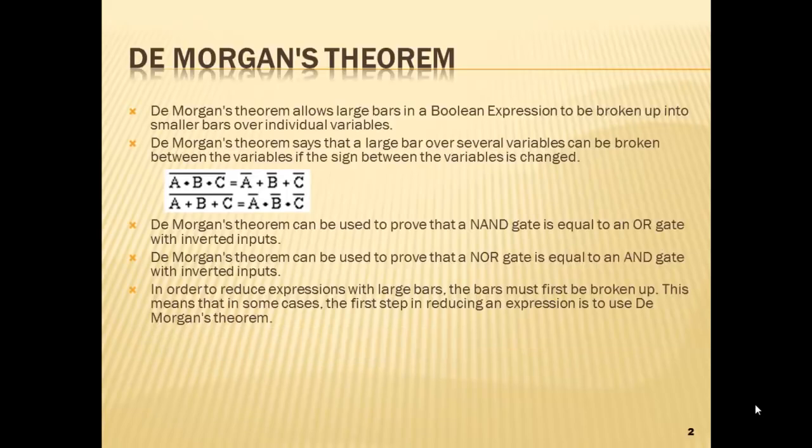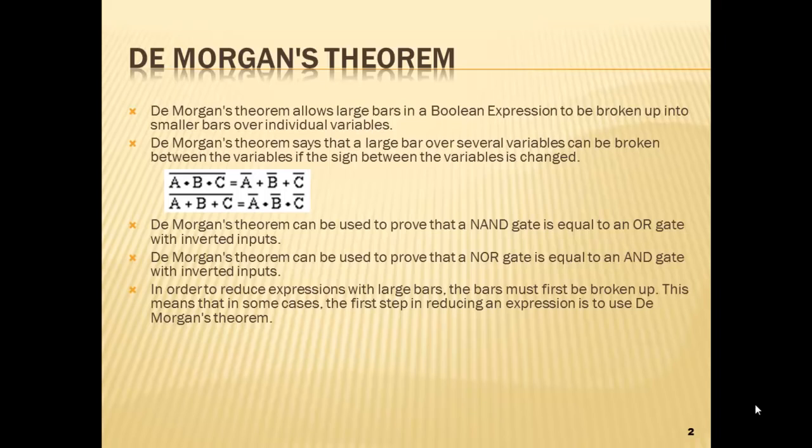DeMorgan's theorem says that large bars can be broken up into smaller bars over individual variables. That way we can work with individual variables instead of the things underneath them. We really can't do anything with them if the bar goes over multiple variables, so we have to break those up. So basically what happens with DeMorgan is when you break a line, you change a sign.